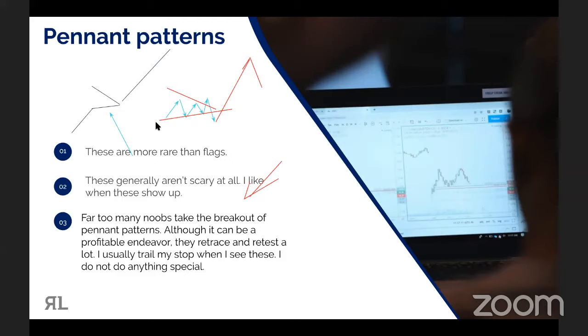So when I see a pennant pattern, I don't add to my position. I don't do anything special. I let them break out. I let them retest. And then I start moving my stop just like normal. I sit on my hands. I go, oh, that's cool. A pennant pattern's forming. If this continues in the direction, I'm going to keep holding the trade.